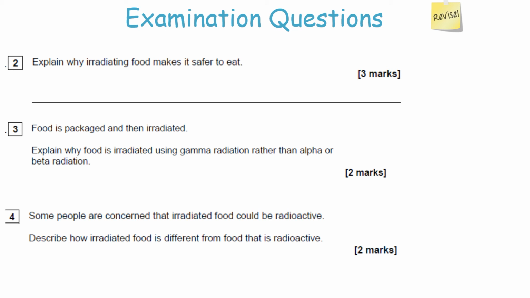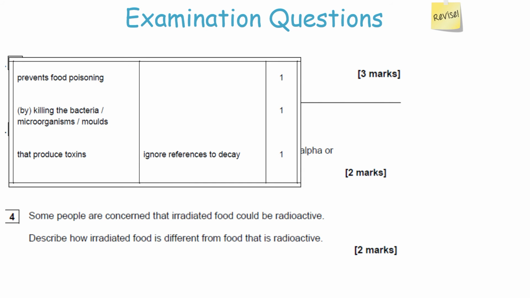Right, so you've got to understand why we irradiate food. Now, irradiation, with certain types of radiation, can actually kill off bacteria. So that prevents food poisoning because it kills off the bacteria or microorganisms that will produce toxins which can lead to food poisoning.